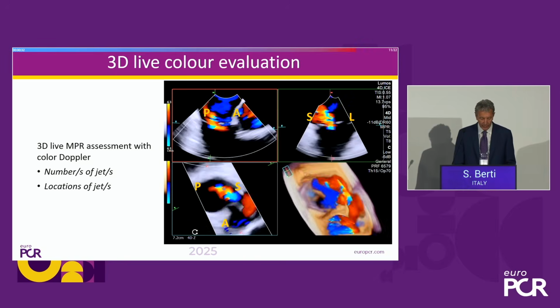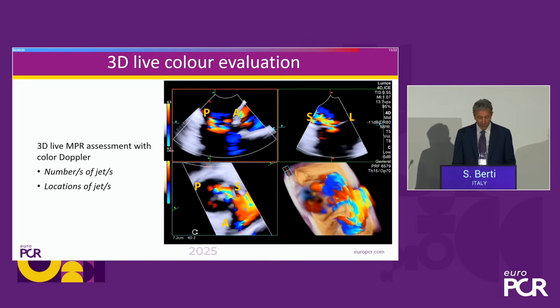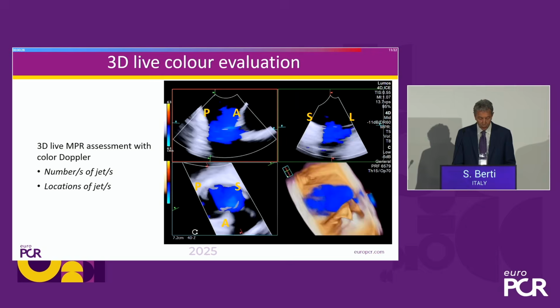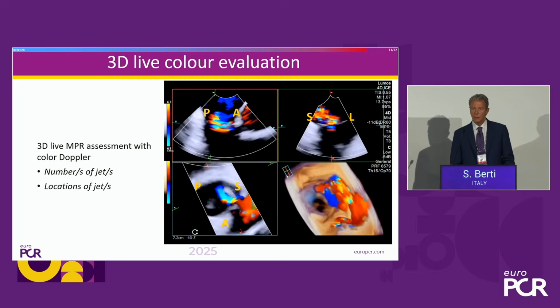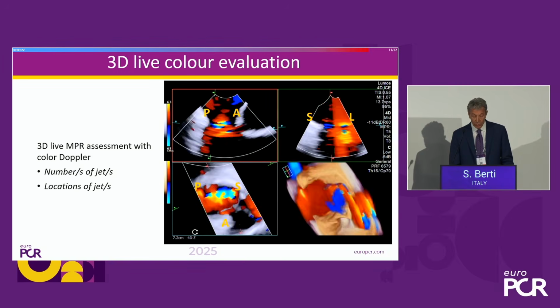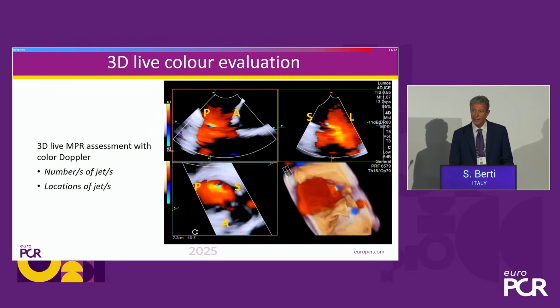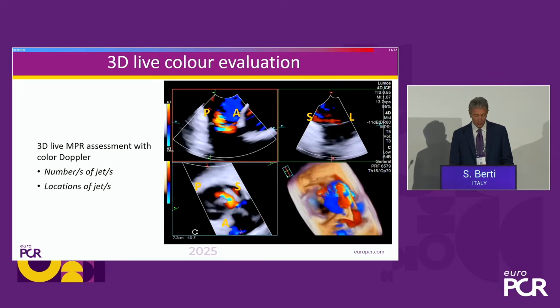If we add the color to the MPR, we have exactly the position of the jet or the jets, and exactly the relationship with the leaflets, and we can decide the strategy of our procedure.